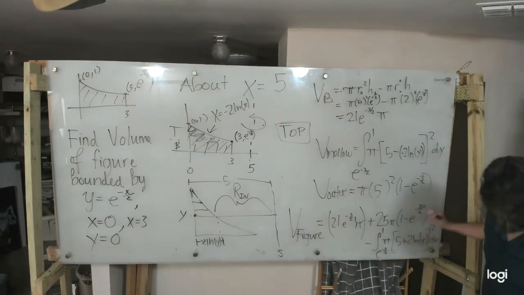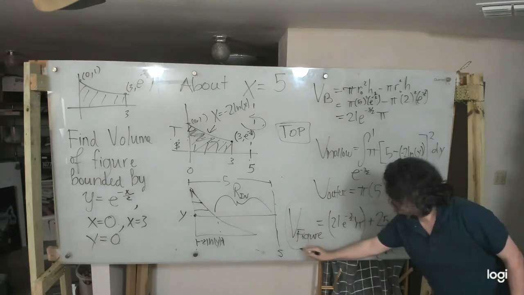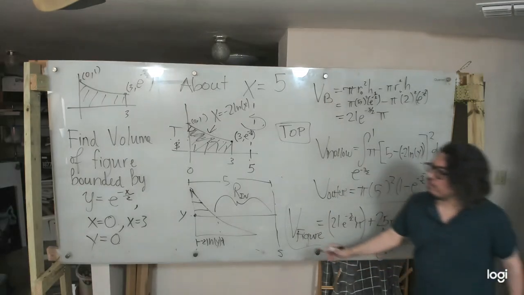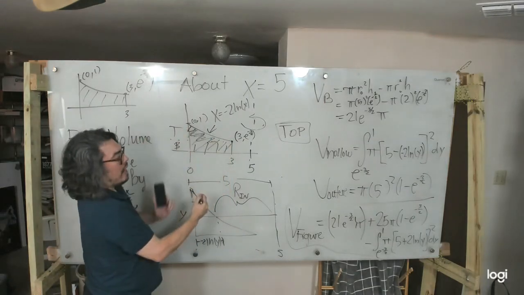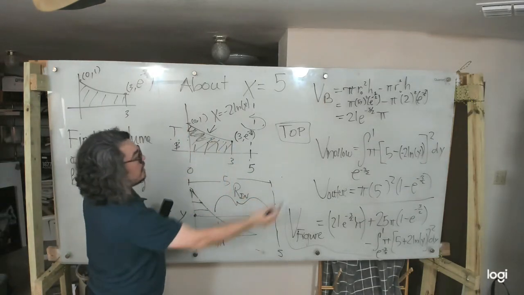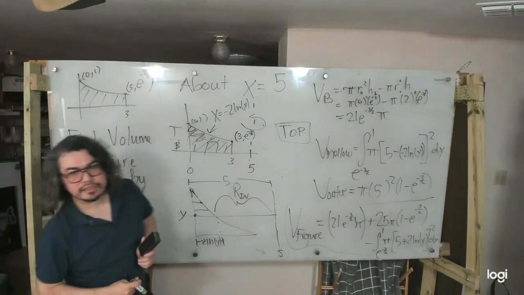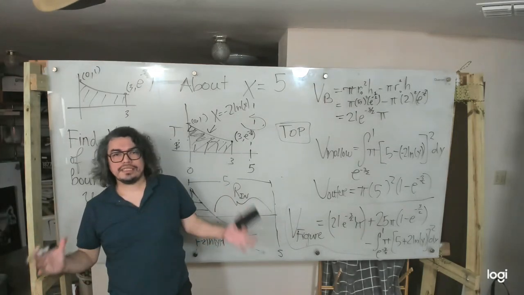So this expression gives us the volume of this shaded figure if we rotate it about the x equals 5 axis.